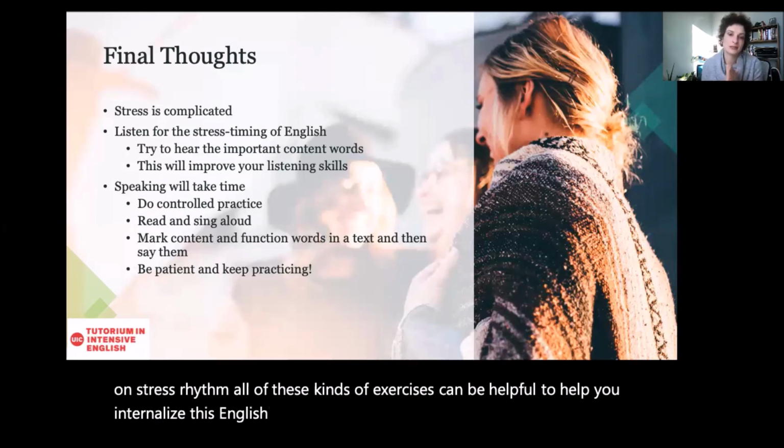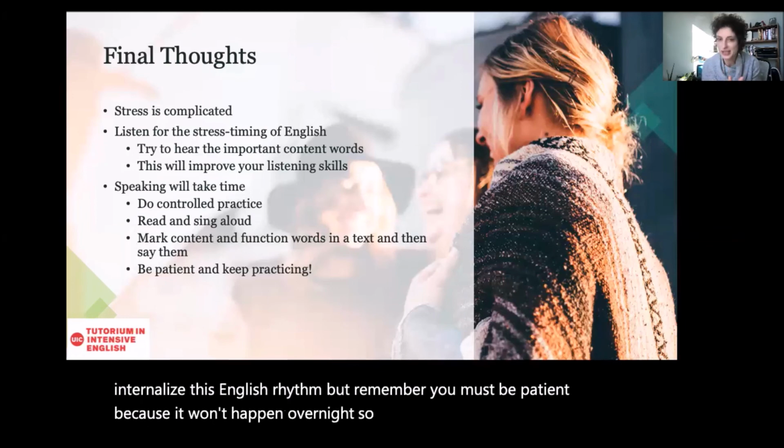But remember, you must be patient because it won't happen overnight. So be patient with yourself and just keep practicing.